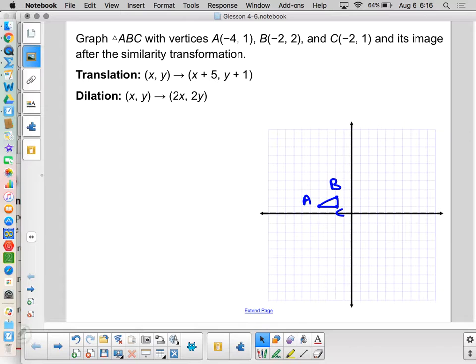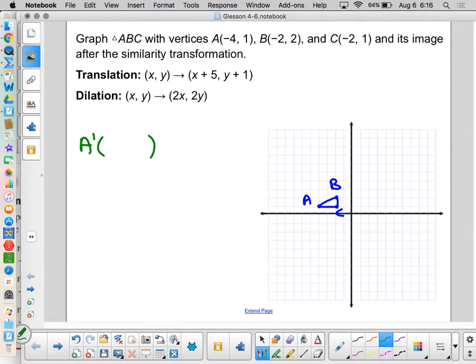So we're going to do this very quickly, one at a time. And again, the trick to doing this is to try not to do everything at once. Do it one point at a time. Do it one transformation at a time. So first we're going to find A primed. A primed, we're going to notice, is a translation. X coordinate is going to add 5. Y coordinate is going to add 1.